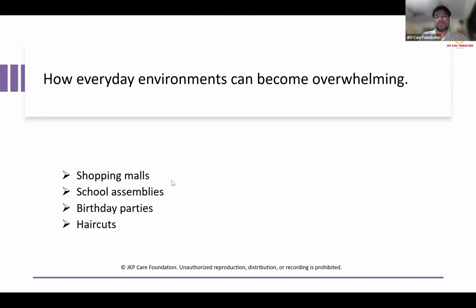That's why the sensory integration topic is important. We need to support them in sensory integration. I'm coming back to my slides. So this is just the shopping mall environment. You can think of school assemblies, birthday parties, haircuts, barber shops. All of this you can think of.